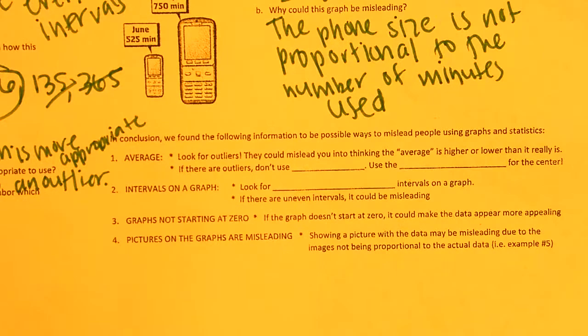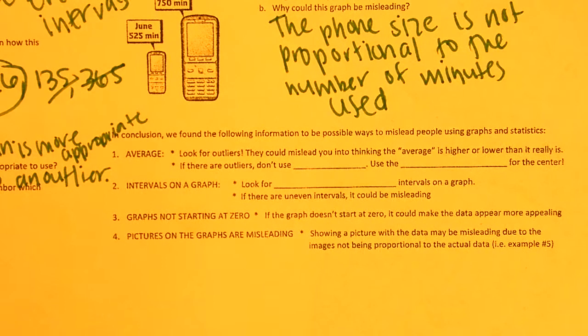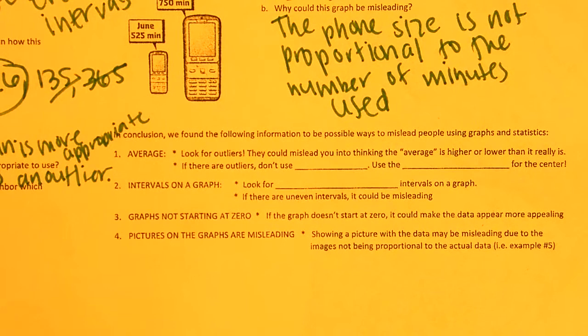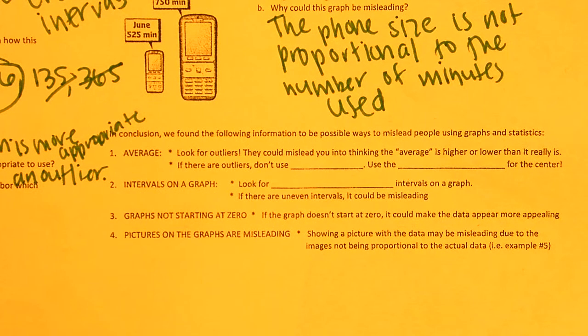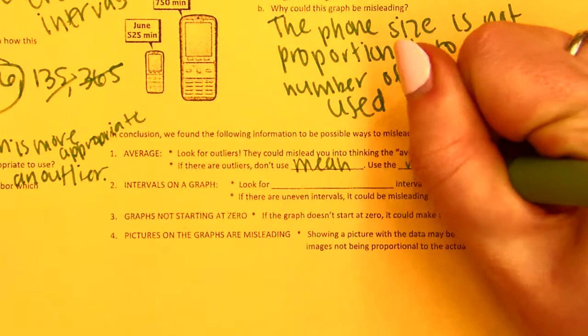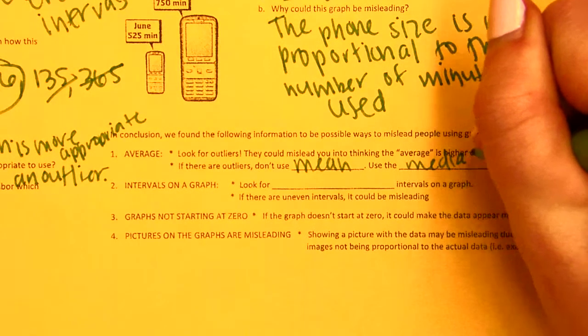So in conclusion, we found out the following information to be possible ways to mislead people using graphs and statistics. If they're using an average, look for outliers. This could mislead you to think the average is higher or lower than it really is. If there are outliers, don't use the mean, use the median for the measure of center.